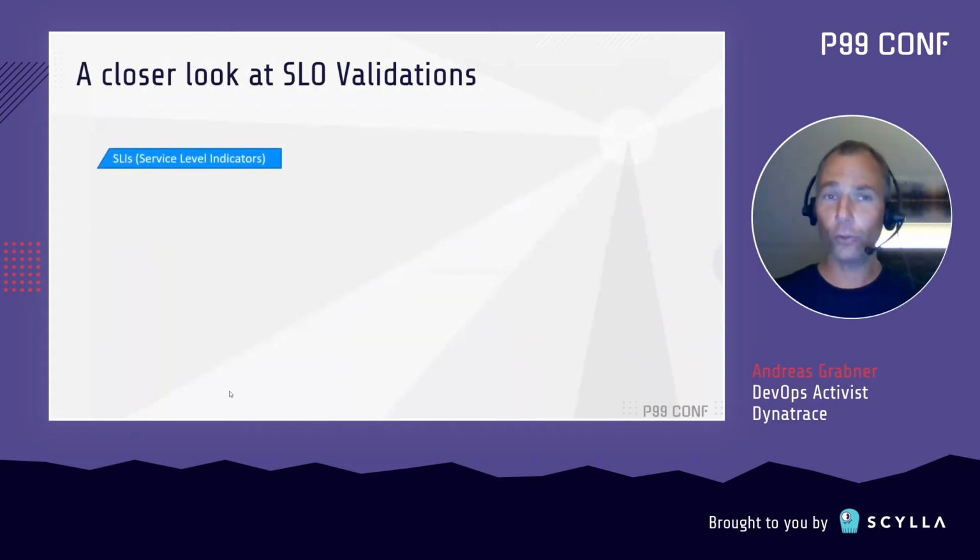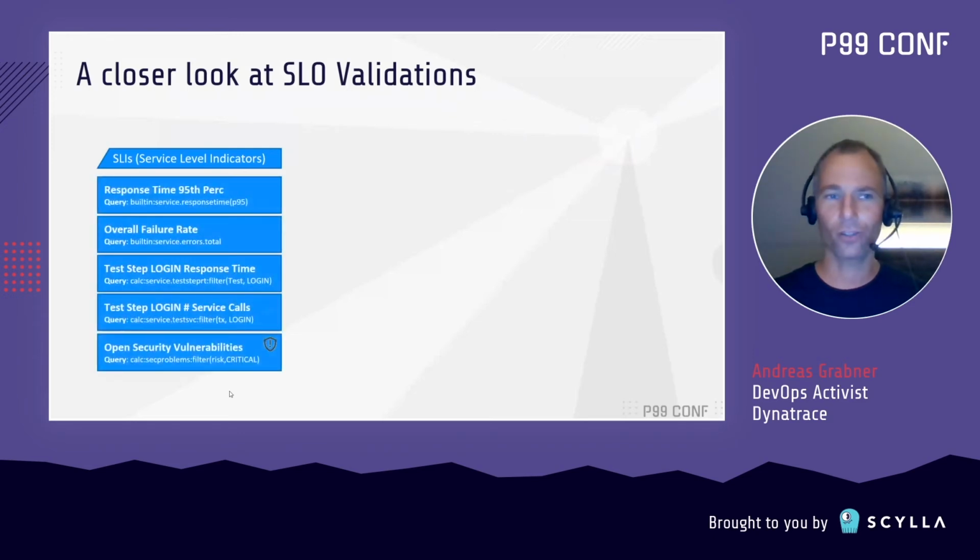If you're completely new to SLOs, do me a favor and check out some of the material that Google has put out there. But essentially, you need to define so-called SLIs, service level indicators. They're really just metrics from, let's say, your Prometheus, your Dynatrace, or any other tool, including your testing tool. I just have 5 examples here.